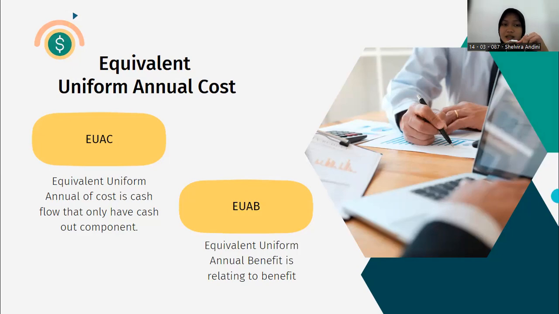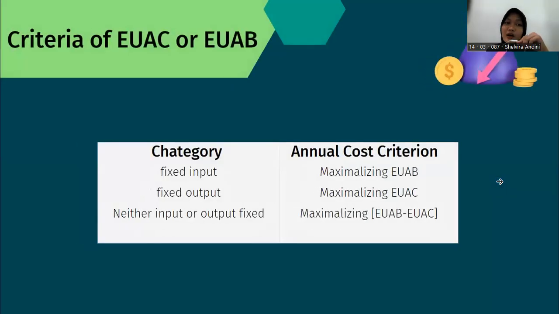The next slide is about the criteria of EUAC or EUAB. There are three categories in this part. First is fixed input, the second is fixed output, and the last one is neither input nor output fixed. The first category is fixed input. Fixed input is capital or fixed resources. For example, an engineering manager has a budget of 10 million for treatment machines. In this category, the annual cost criterion is maximizing EUAB.